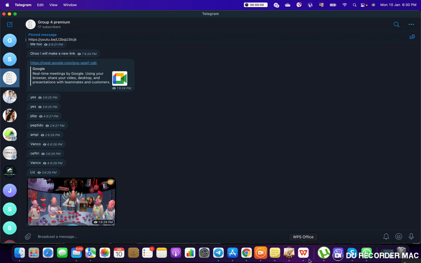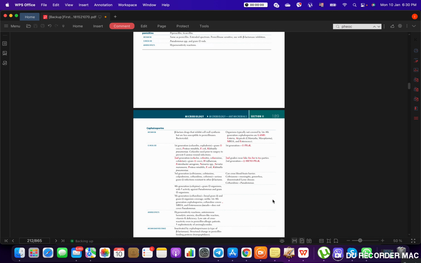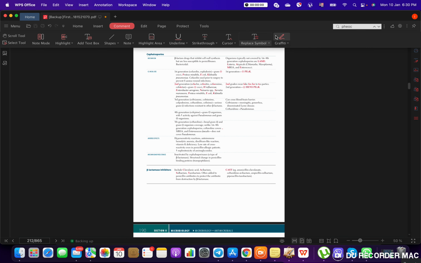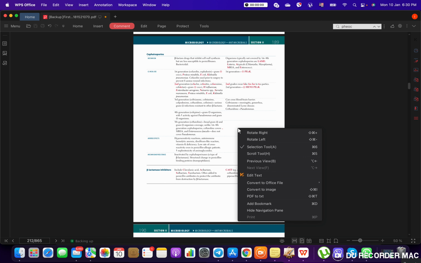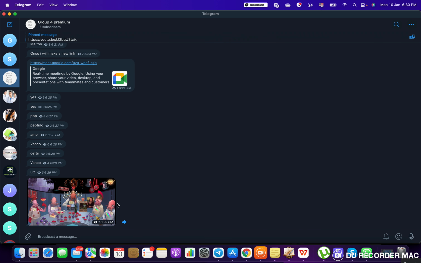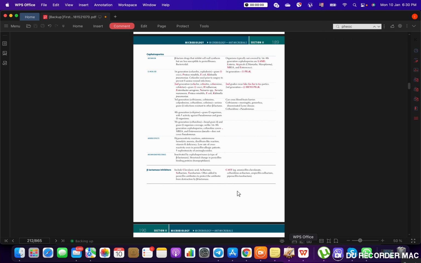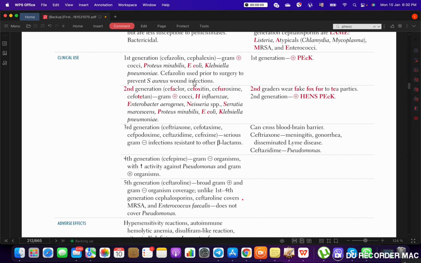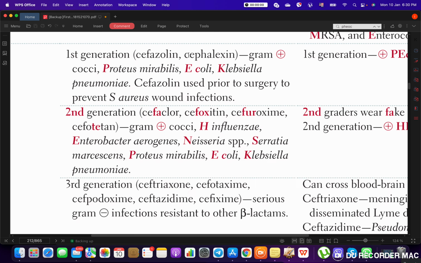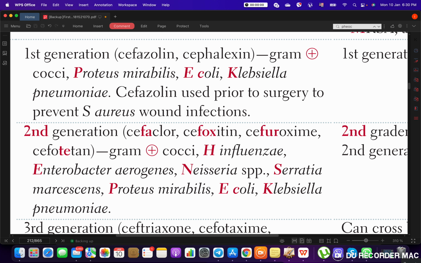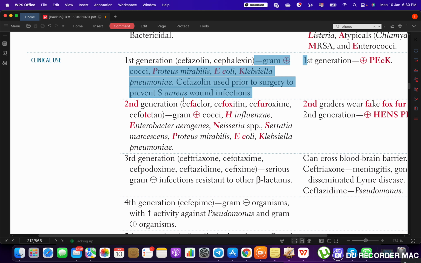So if we come here and we speak about all of the cephalosporins, the first type is called the first generation. We have 2 types. We have the cefazolin and cephalexin, which are used for the gram-positive cocci, and also against Proteus mirabilis, E. coli, and Klebsiella.